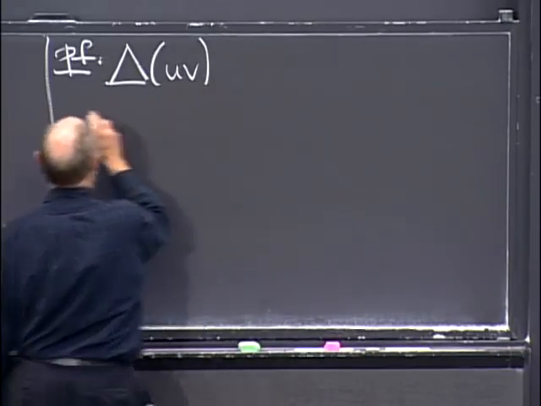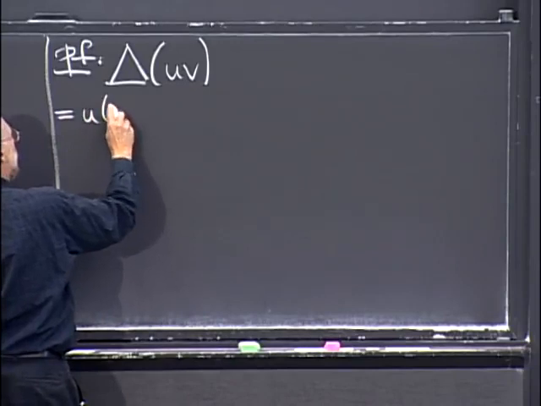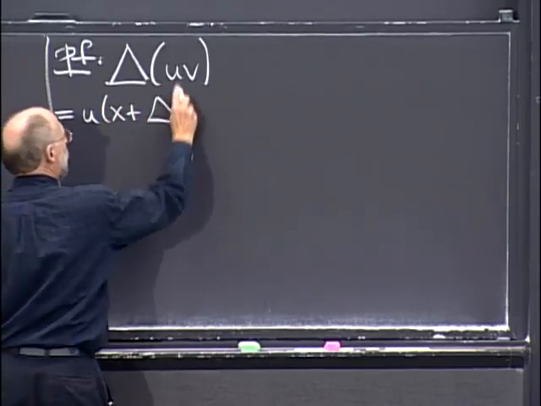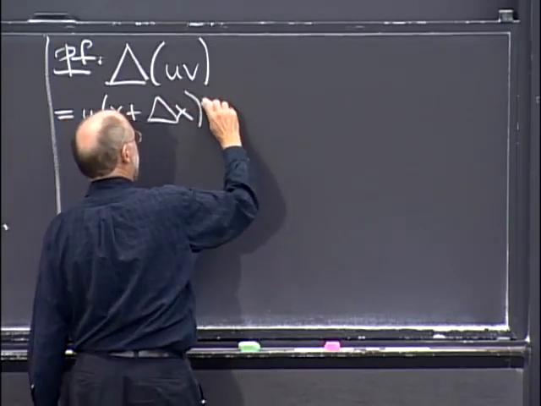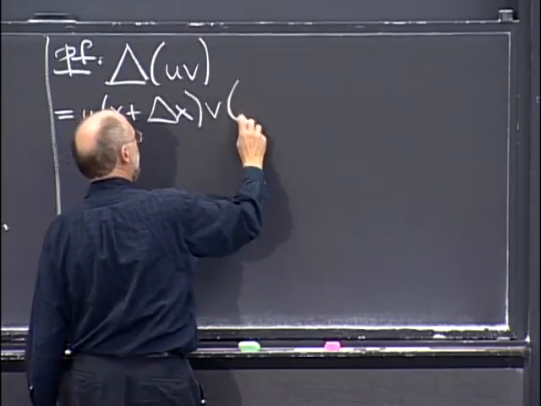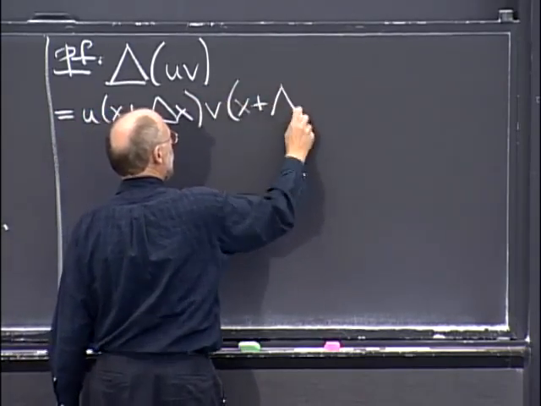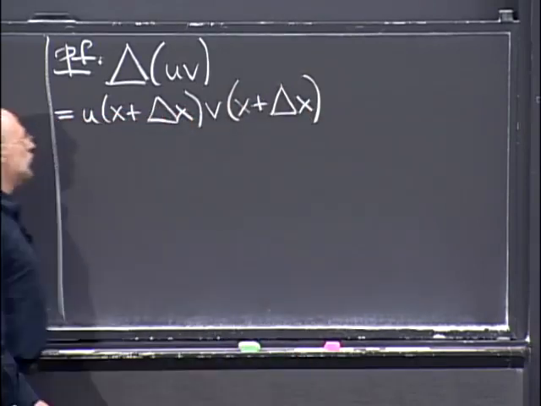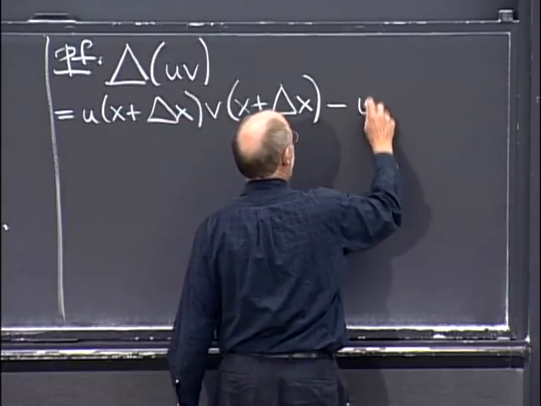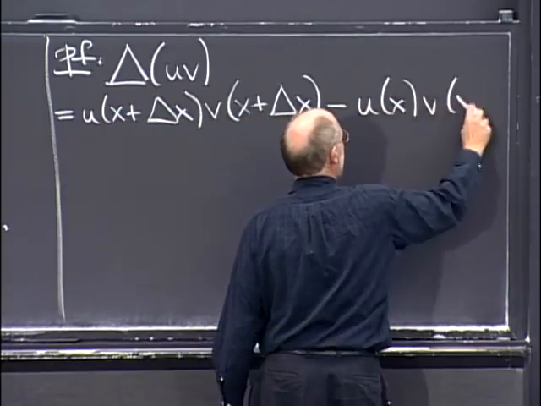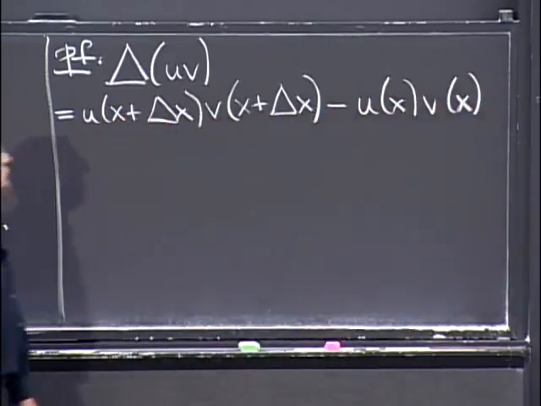Well, so how do we compute the change? I write down the value of the function at some new value of x, x plus delta x. Well, I better write down the whole new value of the function, and the function is u times v. So the whole new value looks like this. It's u of x plus delta x times v of x plus delta x. That's the new value. But what's the change in the product? Well, I'd better subtract off what the old value was, which is u of x times v of x.